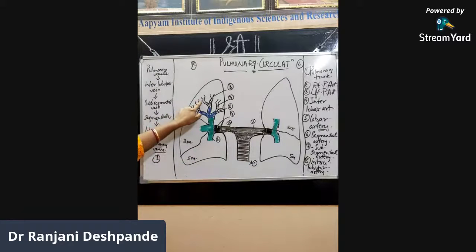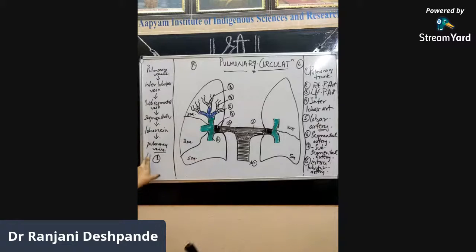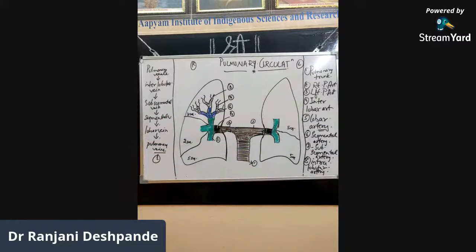Okay, so from the interlobular vein, it will follow the same pathway as the arteries. So we have the subsegmental vein. From the subsegmental vein, we have the segmental vein, and then we have the lobar vein. The lobar veins will conjoin to form the two big pulmonary veins that will drain from the right lung into the left atrium of the heart. I hope now at the gross, superficial level, up to the intralobular artery, the circulation is clear.